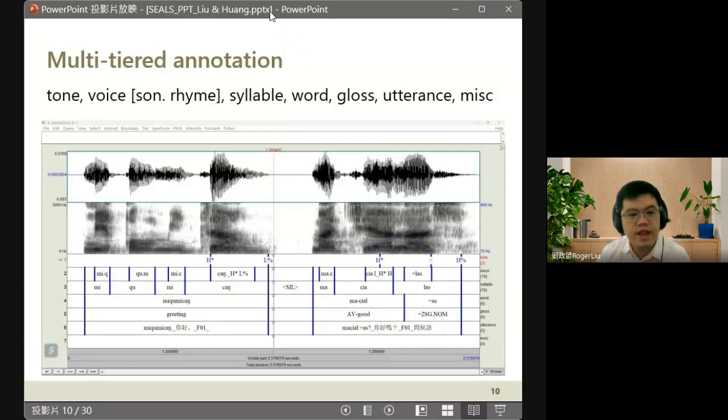And the annotation was conducted in Praat. We have used a series of tiers, including tone, voice or the southern rhyme, syllable, word, gloss, utterance, and a misc tier containing some remarks for some prosodic annotation which is uncertain.